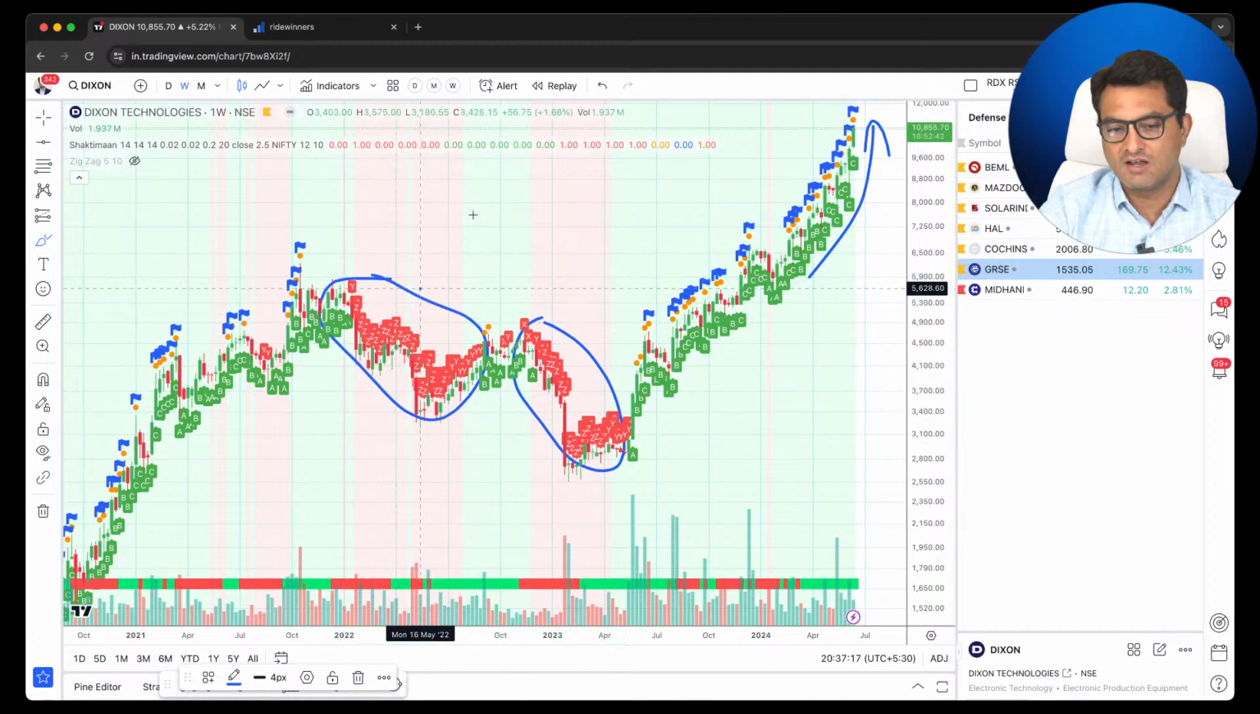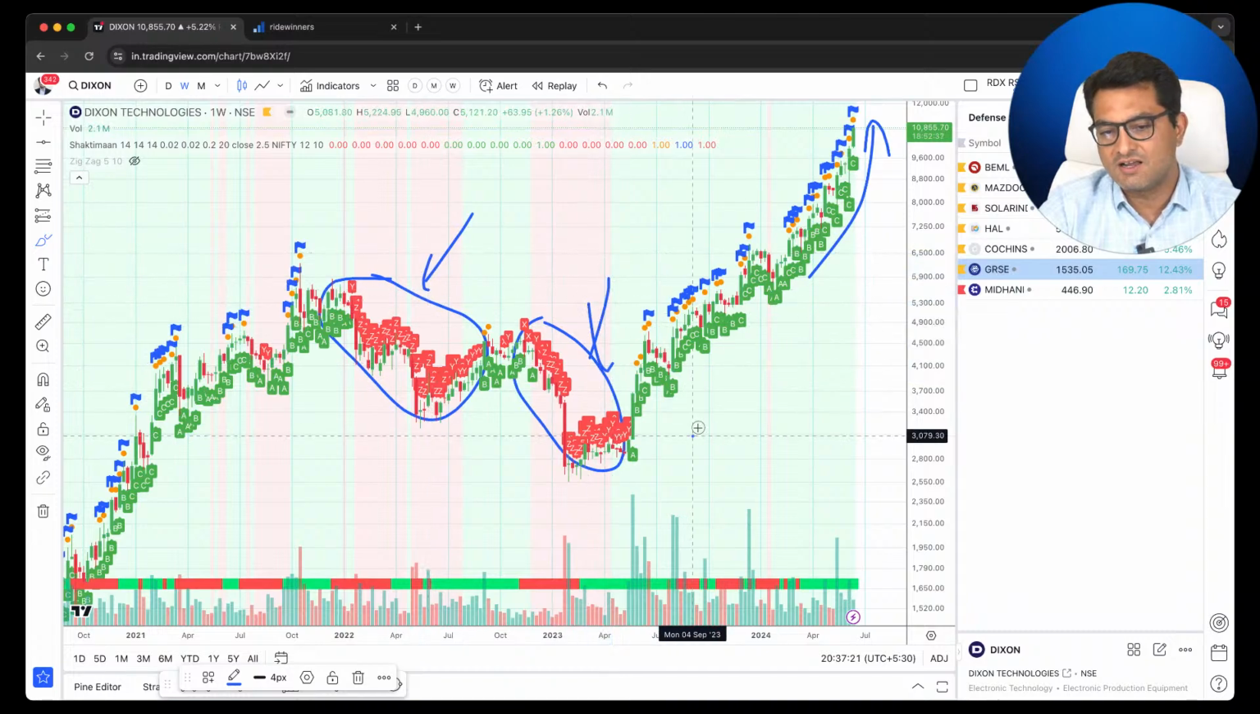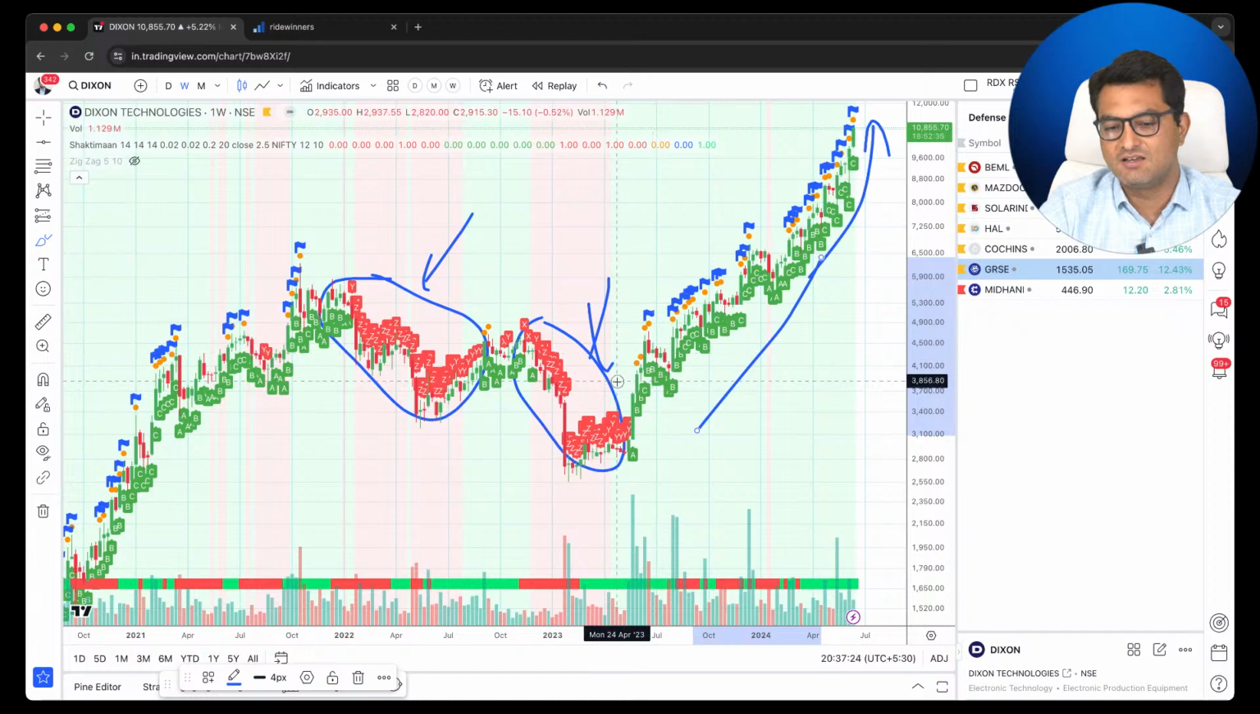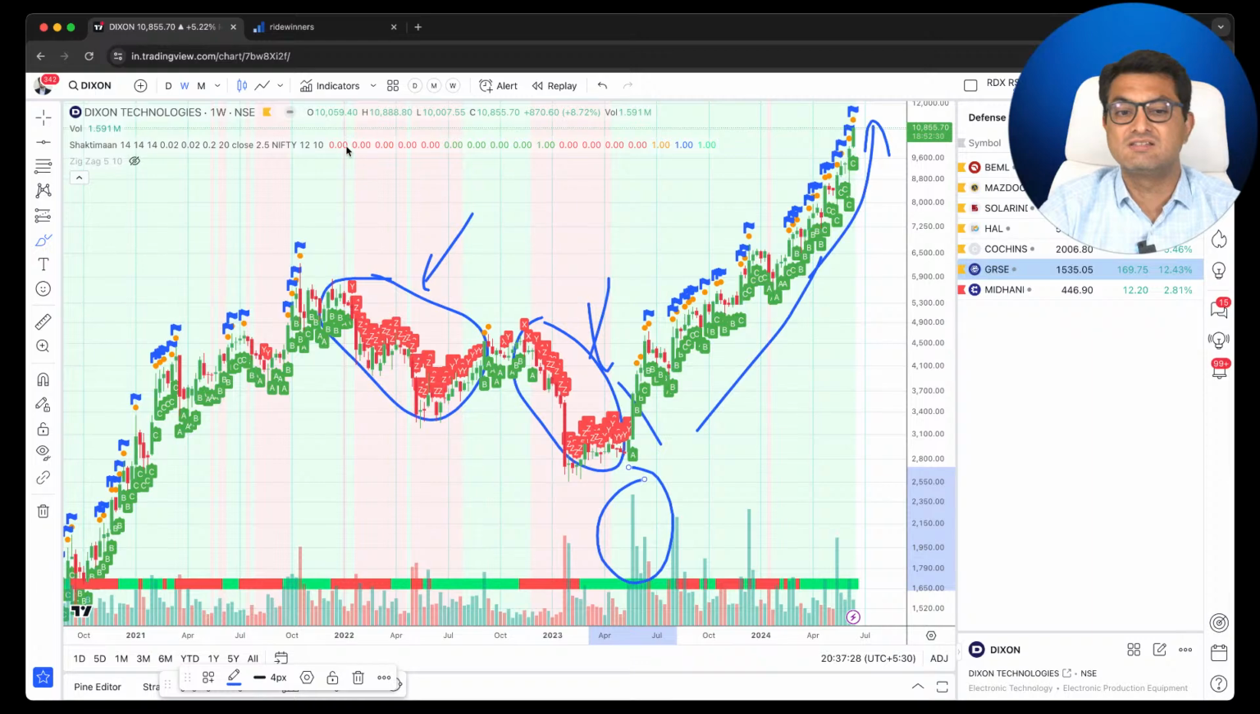So in this zone, I would have exited for this entire period. And wherever it is green, you can actually keep riding it. Even if you have entered here when there is a turnaround and there is a price volume action, you can keep riding it. So this is how, as an investor, it helps you.